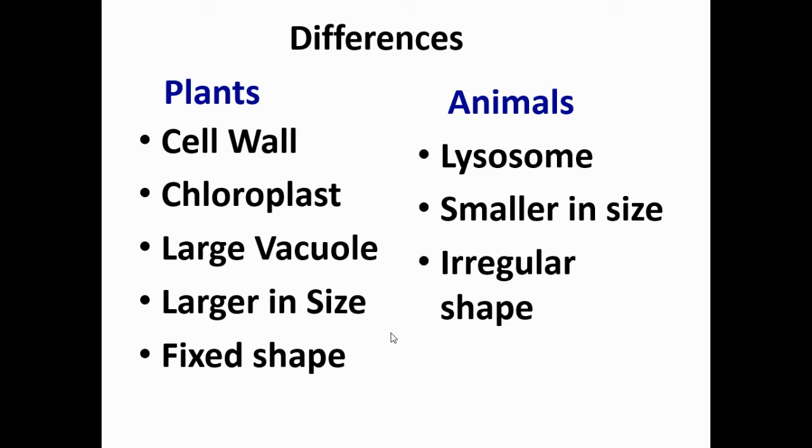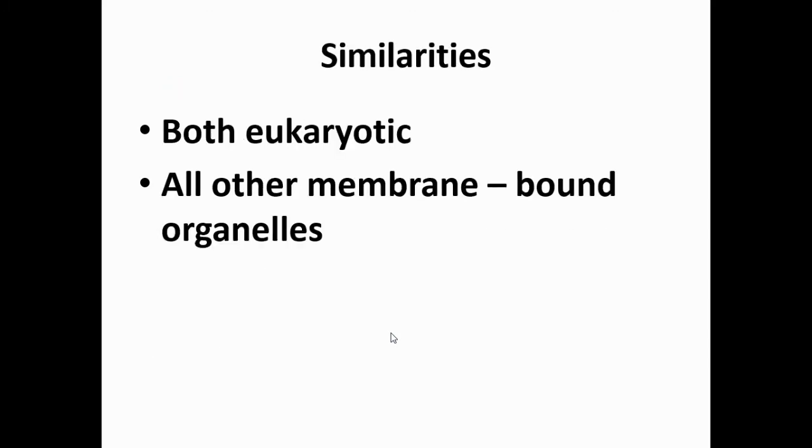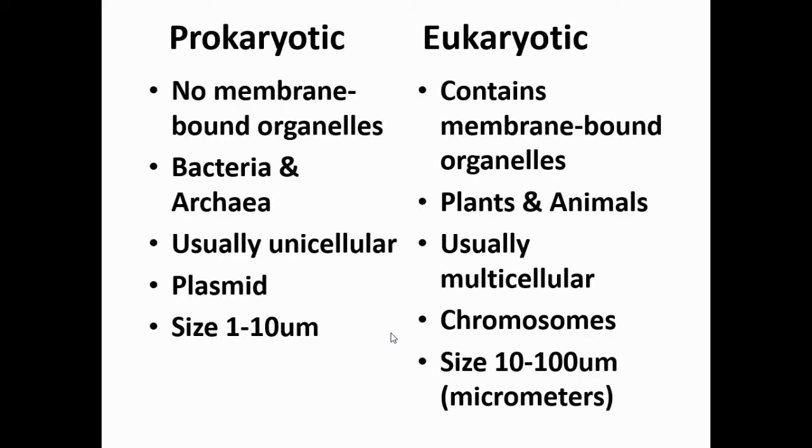Animals. We have lysosomes, plants don't. They are generally smaller in size and they are irregular in shape, meaning that they can be a circle, a little oblong, a little wonky looking. They don't necessarily have to be a perfect circle. And they normally do not have corners. Similarities, they are both eukaryotic, and they have all other membrane-bound organelles in common.